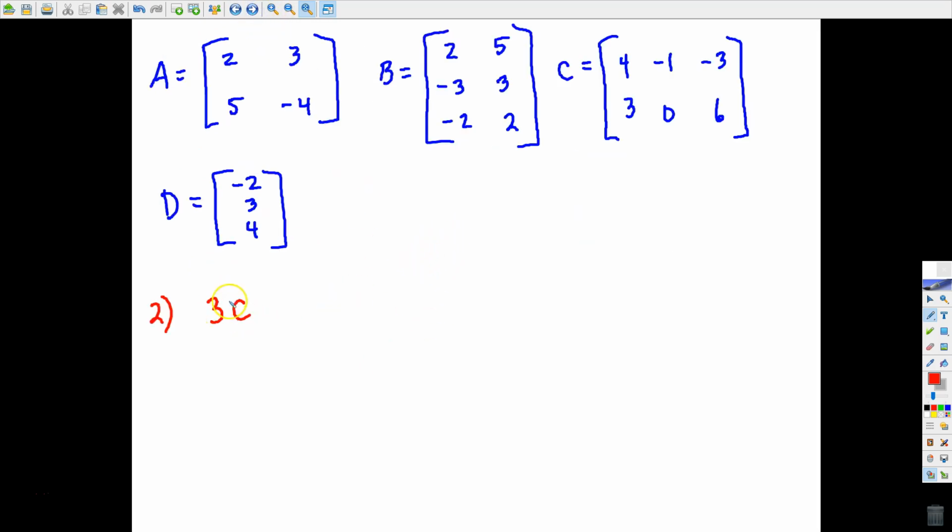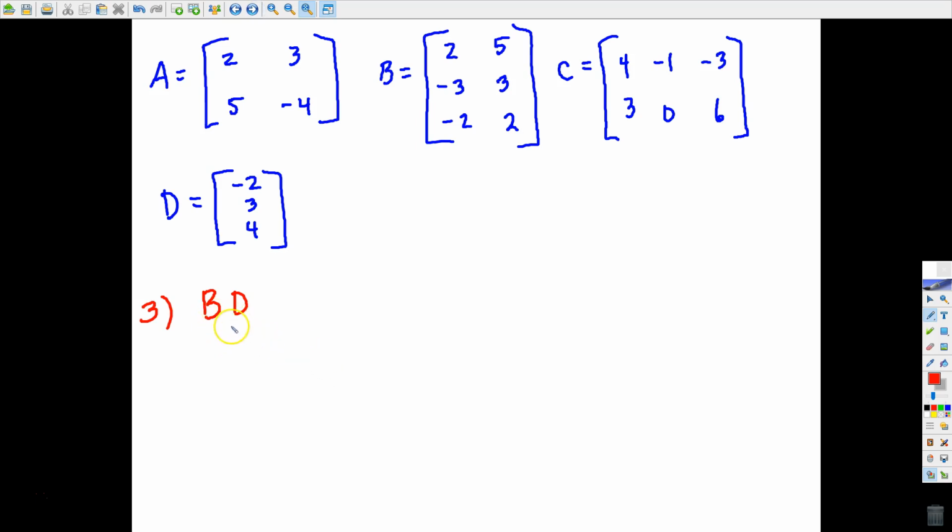For number 2 through 5, we're going to be doing matrix multiplication. Number 2 represents what we call scalar multiplication. It's basically asking us to take the number 3 and multiply it by the C matrix. You can think of the distributive property in a way, it's taking 3 and multiplying it by each individual element. So that's pretty easy. 3 times 4 is 12, and then 3 times -1, 3 times -3. On the bottom row, 3 times 3, 3 times 0, and then 3 times 6. And so that is your answer for number 2.